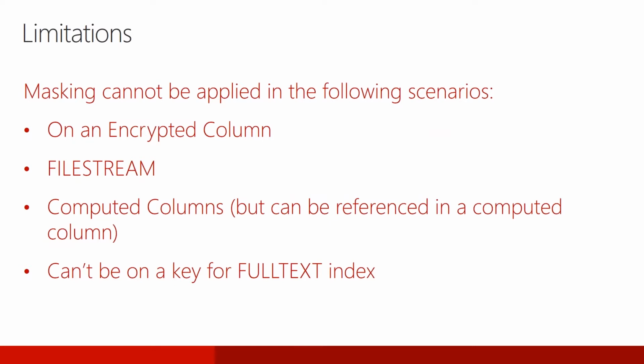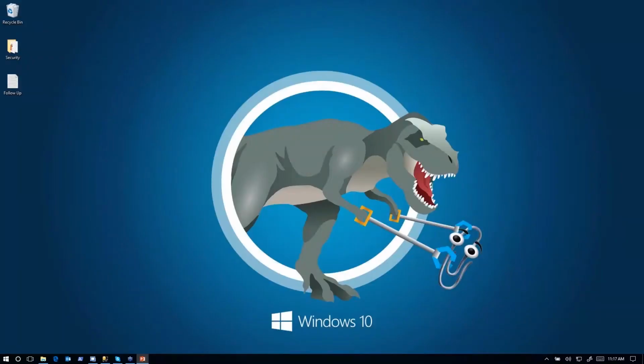Just know there are a couple of limitations on these. You can't actually put masking on a computed column, but you can put masking on a column that's referenced inside of a computed column. So if I have a computed column that adds the salary and the bonus field together, I can't put a masking on that computed column, but I can put a mask on the salary or on the bonus column. Okay, so just a couple of things to keep in mind there as you're using this functionality.